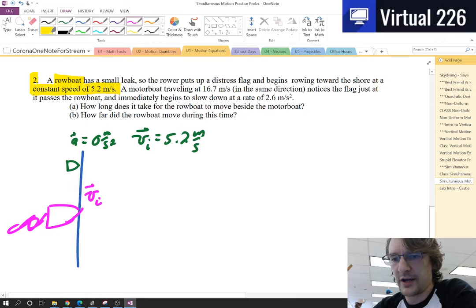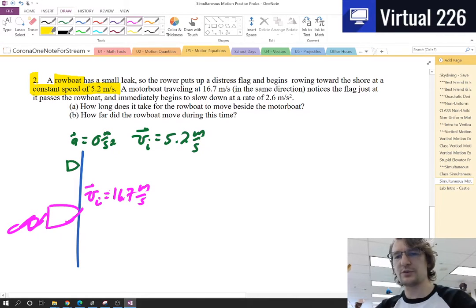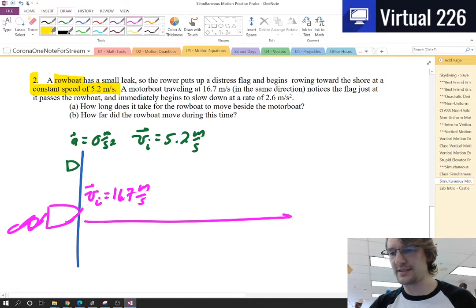Now, once this motorboat is here, the motorboat is booking it. It's got an initial velocity of 16.7 meters per second. And as this motorboat moves past the rowboat, it's moving so much faster that the motorboat's actually going to zip down here as the rowboat's like, oh, I got to get to the shore.